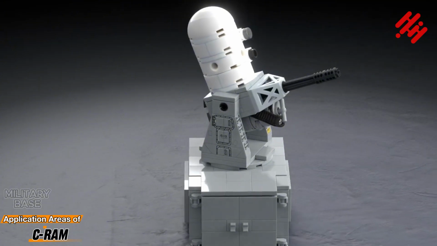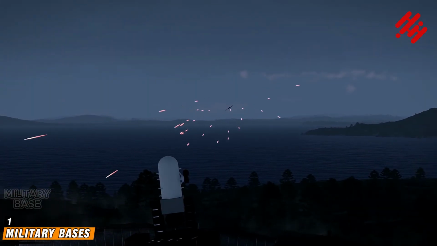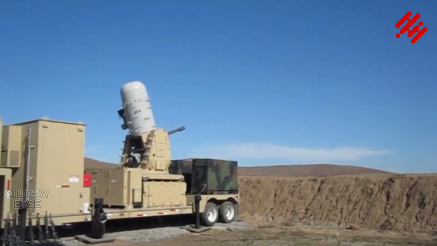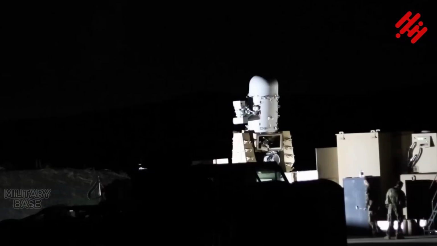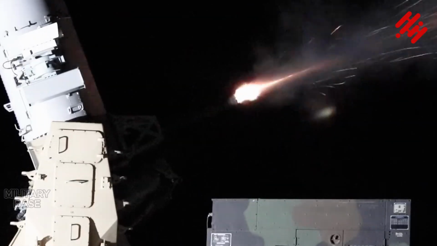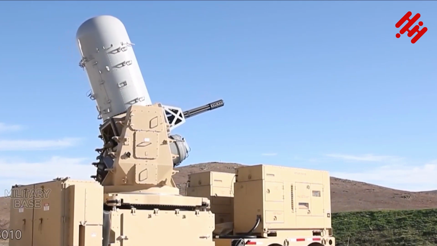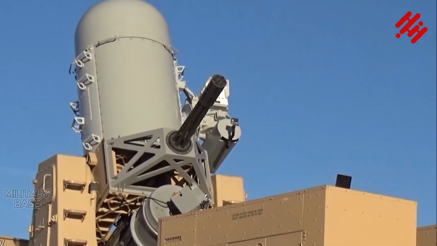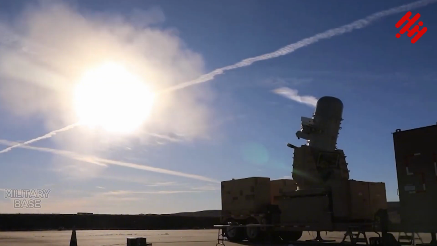CRAM systems are used in various military and civilian areas. CRAM protects military bases from enemy rocket and mortar attacks. These systems are especially vital in fixed and mobile bases in war zones. The security of military bases plays a critical role in the success of operations. Strategically important airports and ports are protected by CRAM systems. In this way, critical infrastructures are protected from enemy attacks. Airports and ports are vital for logistics and operational support.